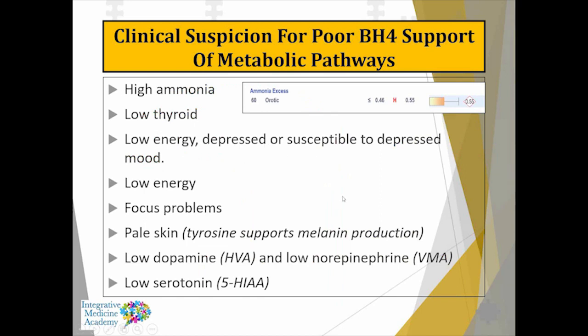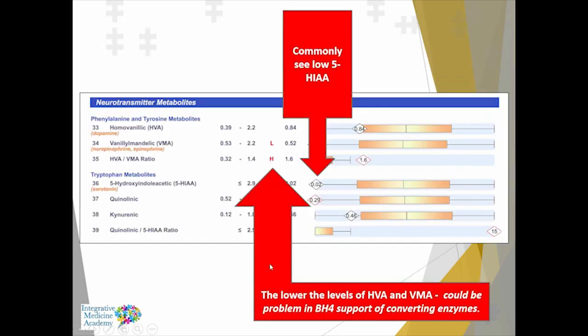So what are some clinical suspicions for poor BH4 support? Well, low thyroid possibly, because tyrosine is needed to help support T4 and T3 production. Low energy because of mitochondrial support, focus problems, pale skin, low dopamine, low norepinephrine, low serotonin on the organic acid test. So that's a possibility of what's happening when you see an organic acid test and you've got low values for all of these neurotransmitters.